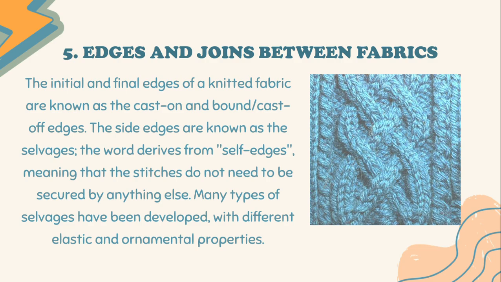Vertical and horizontal edges can be introduced within a knitted fabric for buttonholes by binding or casting off and recasting on again, or by knitting the fabric on either side of a vertical edge separately.